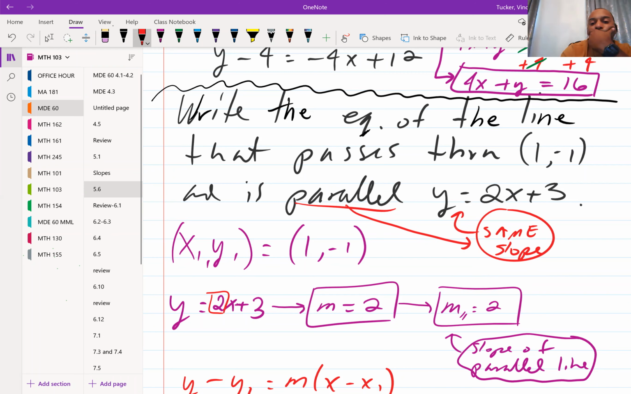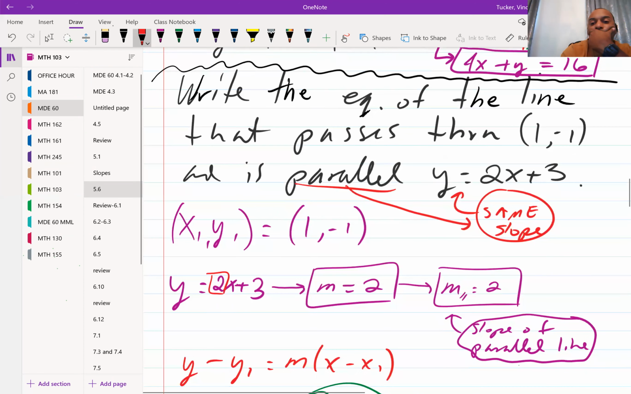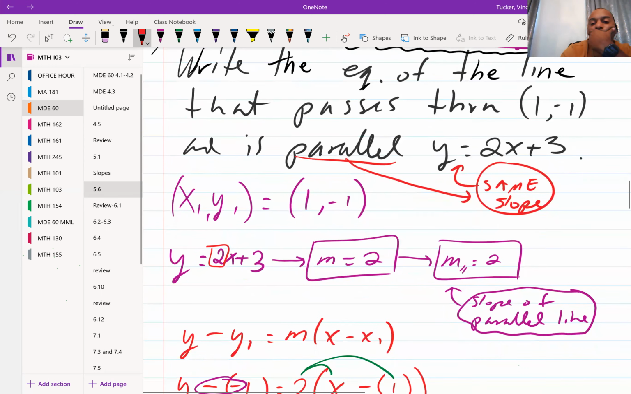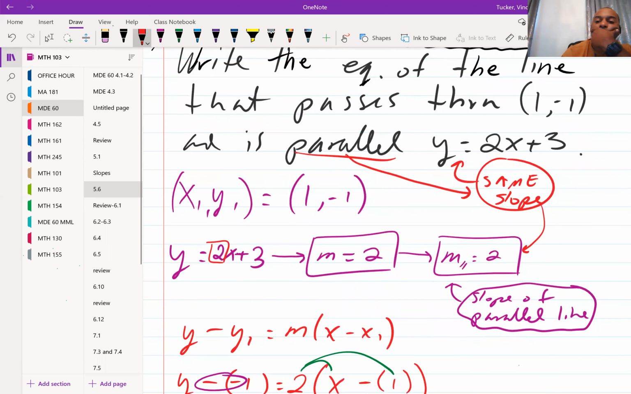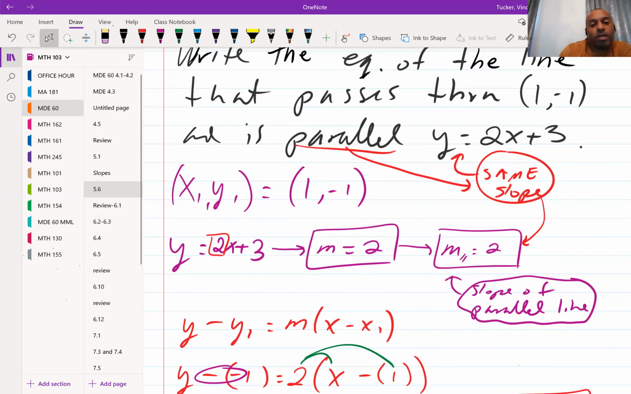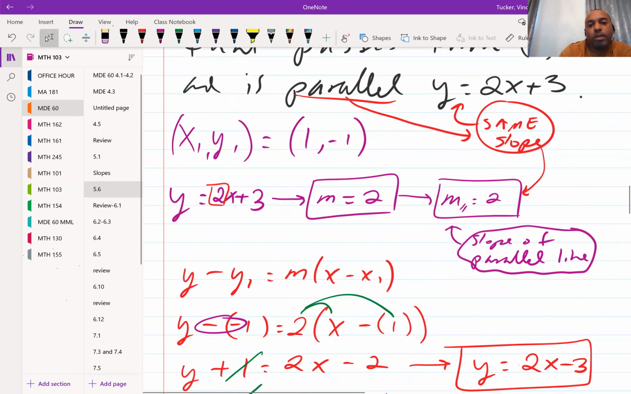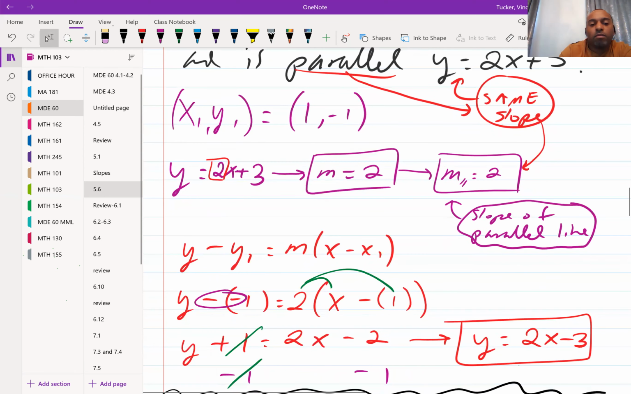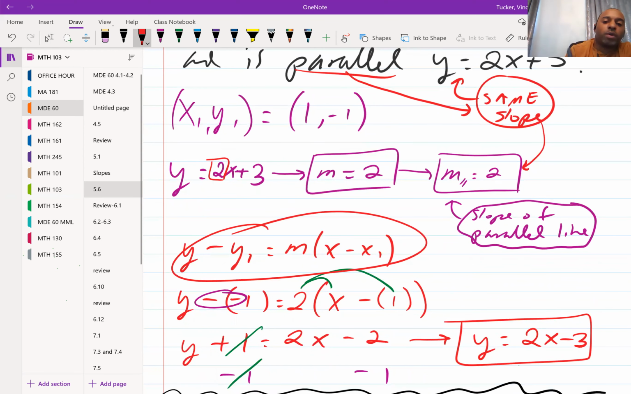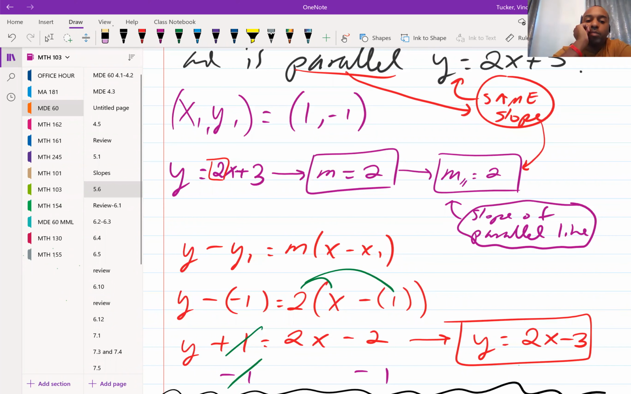All right, everybody okay with that? Once you have slope and that point, then we use our point slope formula: y minus y1 equals m times x minus x1. Plug in -1 for y1, 2 for m, and then 1 for x1, excuse me.